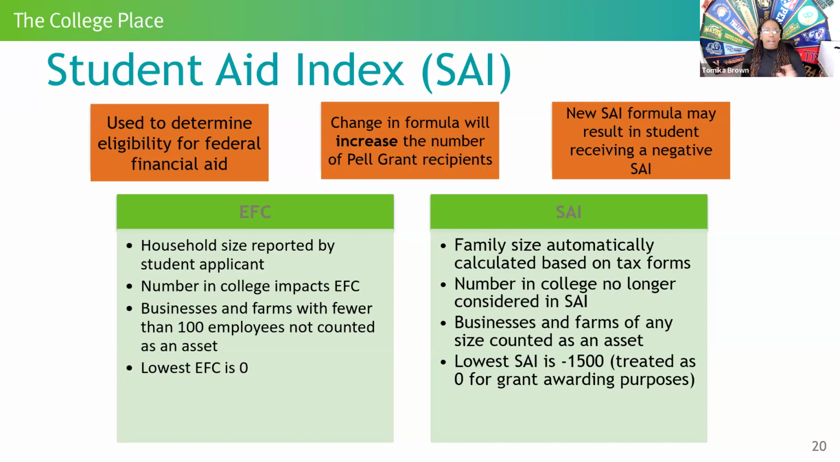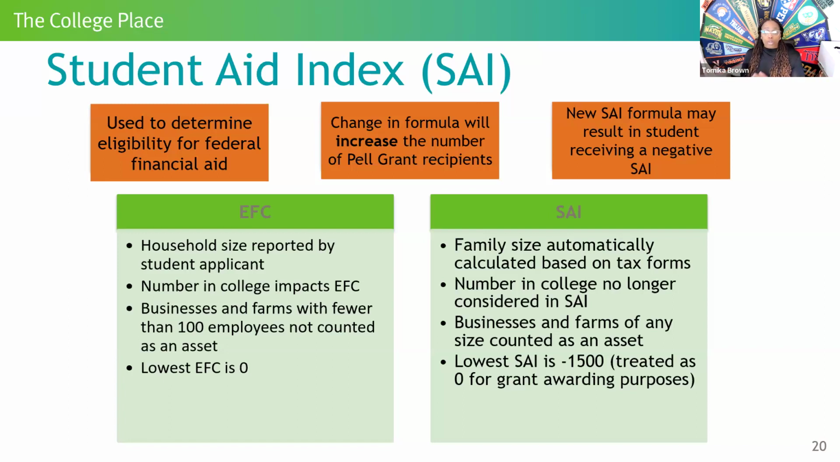So just so we can compare the differences, the EFC in the past used to consider household size reported by the student. The number of folks who are in college in the household could impact the EFC. Businesses and farms with fewer than 100 employees were not counted as an asset and not included in that EFC number, and the lowest EFC available was 0.